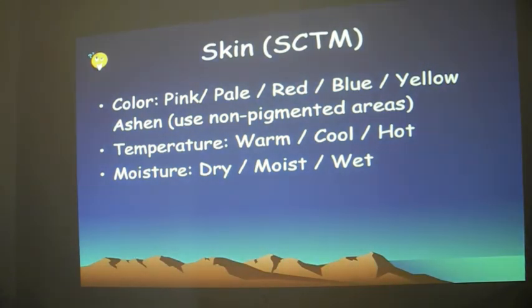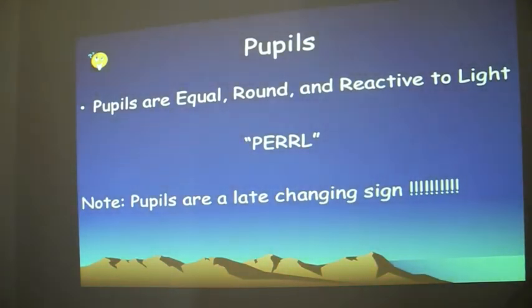Is it extremely wet? Pupils: when we check the eyes, we want to make sure that the pupils are equal, round, and reactive to light. We use the term PERRL. And I've got here, note that pupils are a late changing sign. There's an old saying, pupils are the windows to the soul, and I believe that with all my heart.